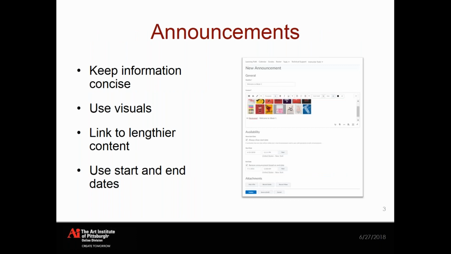Since announcements do not collapse in Brightspace, you should strive to keep the announcement content short and to the point. It's not like in eCollege where we could collapse them and you could add a whole bunch of stuff there. You want to keep the announcements in Brightspace very short and to the point. It's a good idea to use visuals to attract attention when you can. And you can link to additional information in the form of lengthier content in the Resource Learner module. And I also suggest that you use start and end dates so announcements appear when they're relevant and they disappear when they are outdated. And this just keeps things neat.